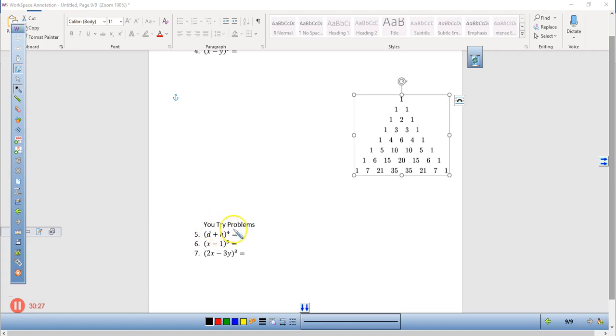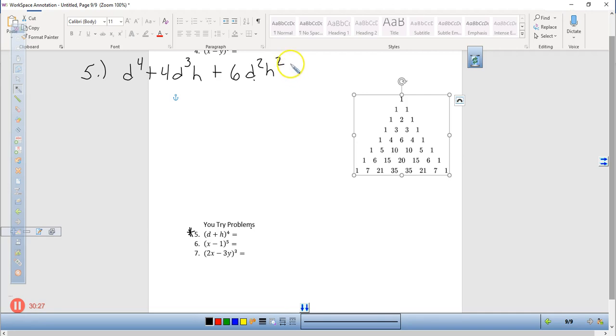So, d plus h to the fourth. Actually, I'm going to just do it up here, that way we can see it. So here's number 5. It's going to be in the black marker. So I've got d to the fourth plus 4d cubed h plus 6d squared h squared plus 4dh cubed plus h to the fourth power.